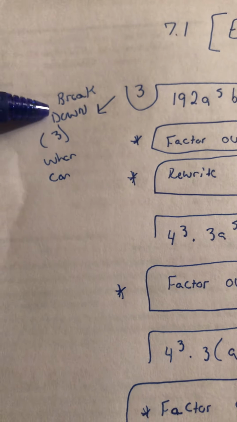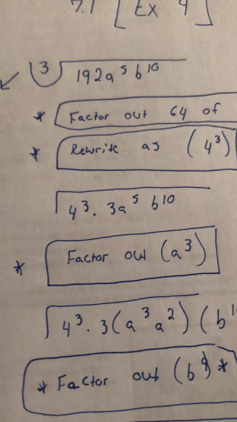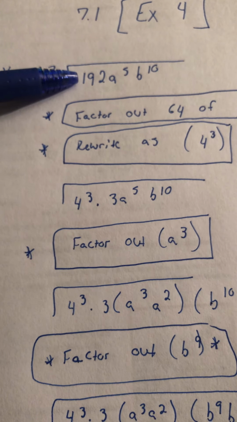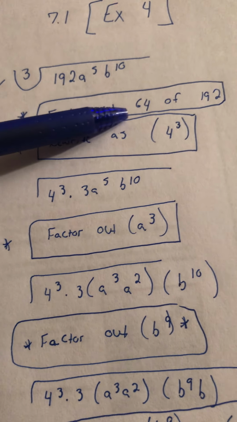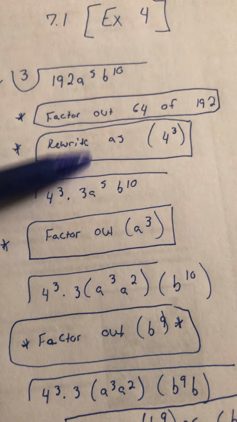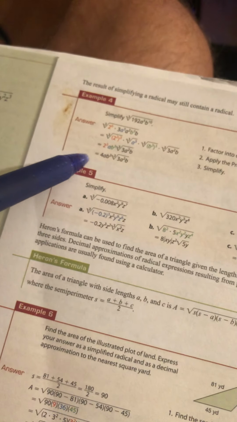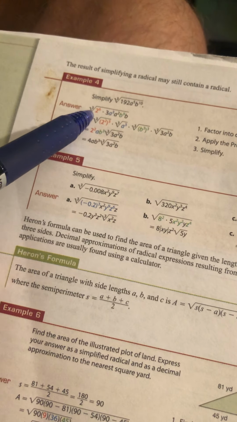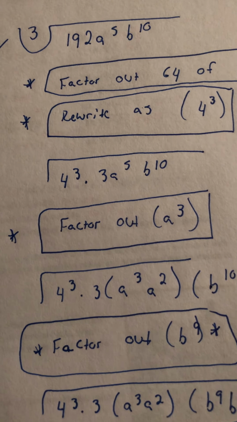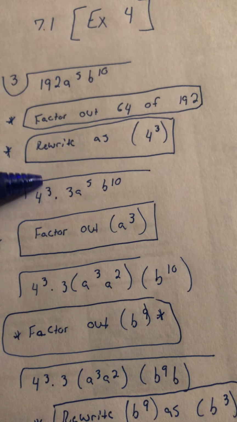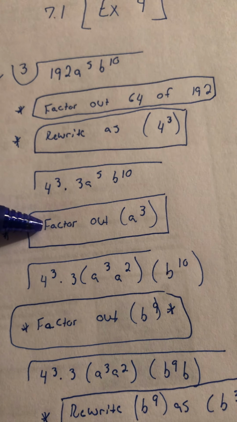I went ahead and wrote break down the 3, which is your index, when possible. So what you want to do is factor out a perfect cube from 192. I found out it was 64. They did that right here, because 2 to the 6th power gives you 64. For me, it's easier to do 4 to the 3rd power. Same thing. So I rewrote it as 4 to the 3rd because that gave me 64.